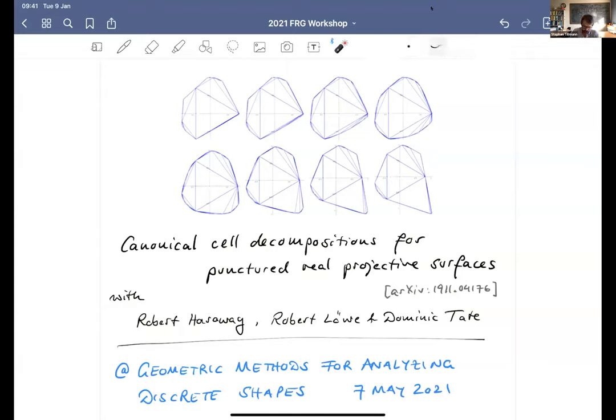So I want to talk about, as Patrice said, canonical cell decompositions for punctured real projective surfaces. Roughly pictures like these ones here, where one can then also nicely study deformations of geometric structures on surfaces once one has them in these canonical cell decompositions. What I talk about is mostly joint work with Robert Haraway, Robert Löwe, and Dominic Tate. There's a paper on the arXiv that contains this material, but stay tuned for an updated version.